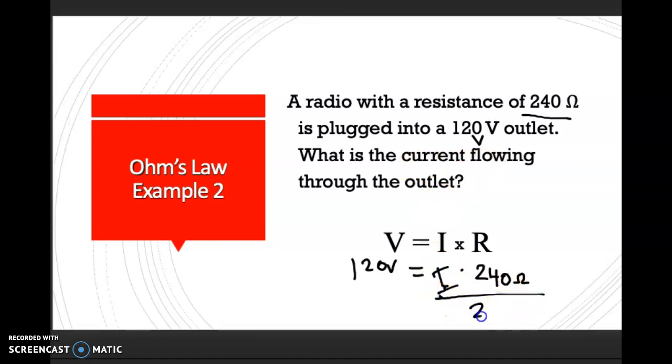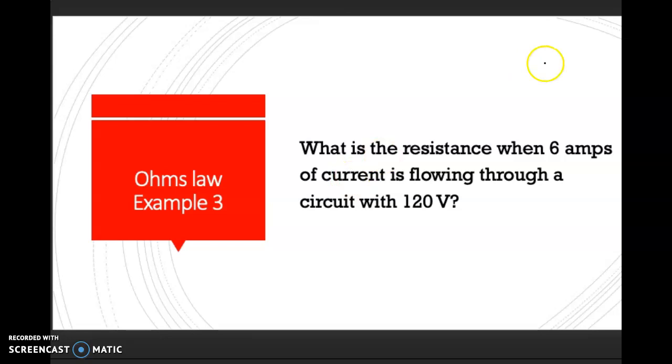I'm going to divide both sides by the 240. 120 divided by 240, 240 divided by 240, that's 1. So I is left by itself. What is 120 divided by 240? They look like they're multiples of each other. It looks like it's going to be 1/2. And the unit for current is amps. So it's half of an amp. Okay? And then finally, my third example.